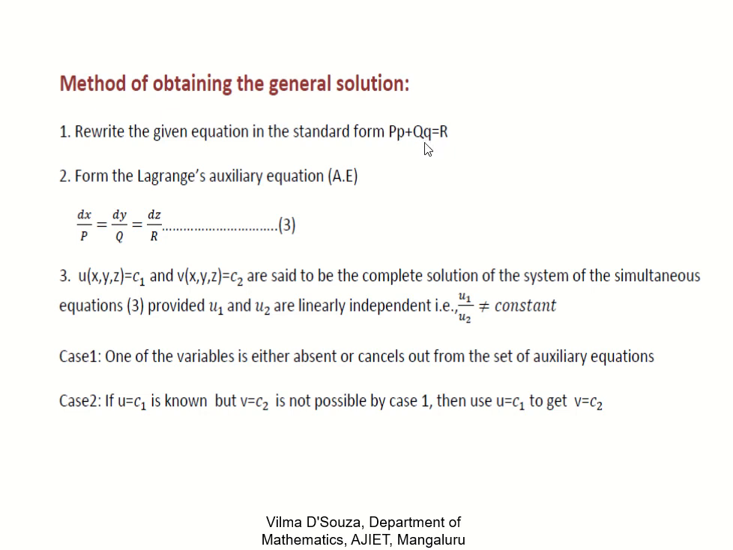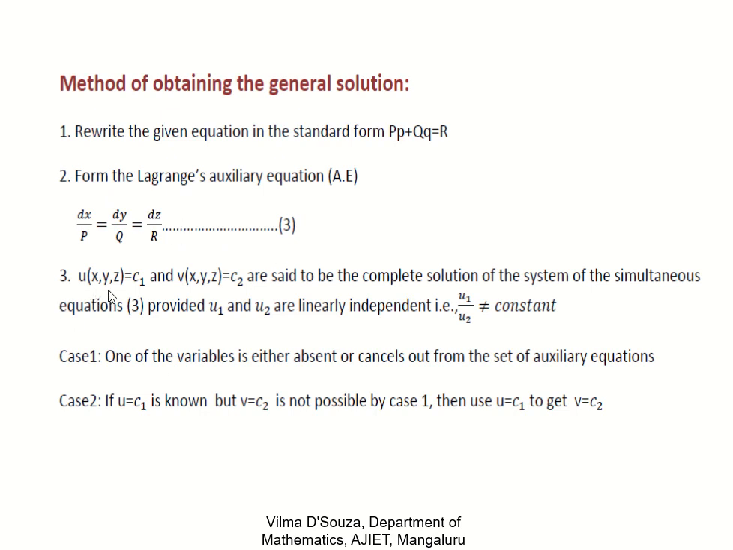Now, if the equation is in this standard form, the first step is to write down the auxiliary equation. That is dx by P is equal to dy by Q is equal to dz by R. Whatever function of x, y, z you have as P comes here, Q comes here and R comes here. dx by P is equal to dy by Q is equal to dz by R. This is known as the auxiliary equation.